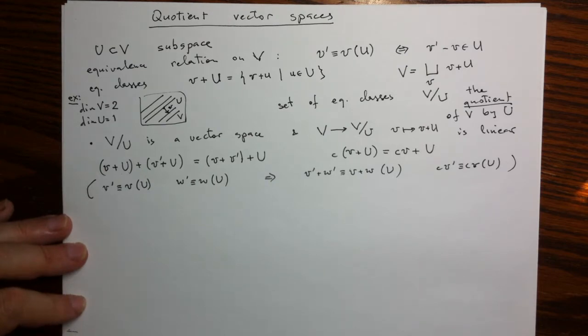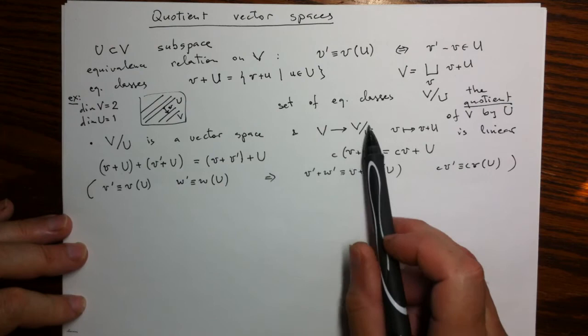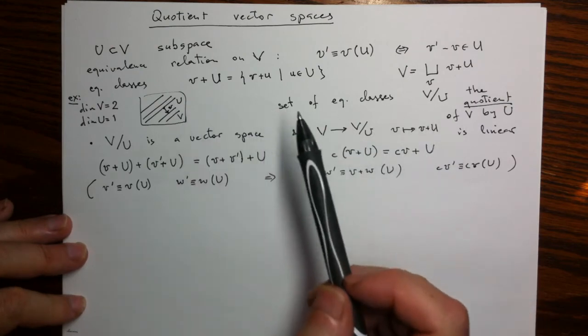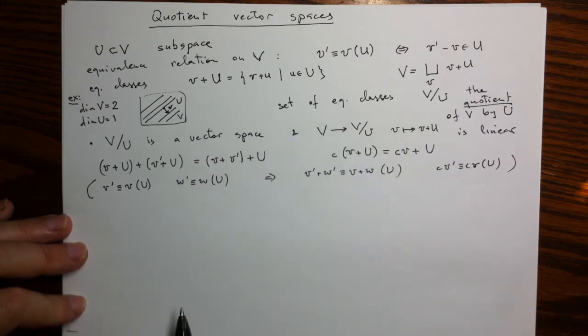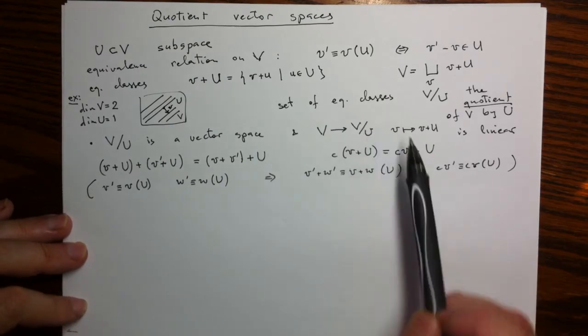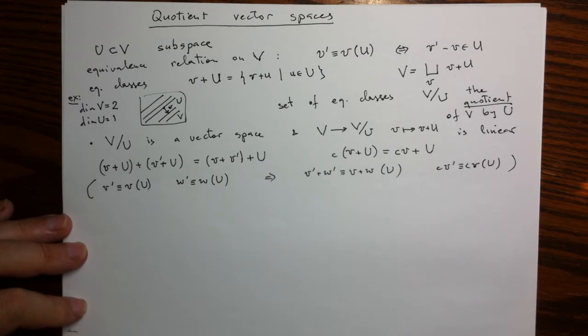So that is the deep meaning of the quotient space. We define some equivalence relation, which is sort of natural, and then we observe that the quotient map can be made linear if we define a vector space structure on the quotient.